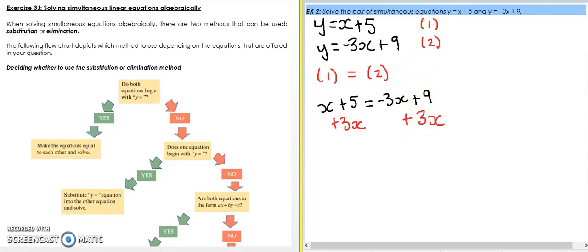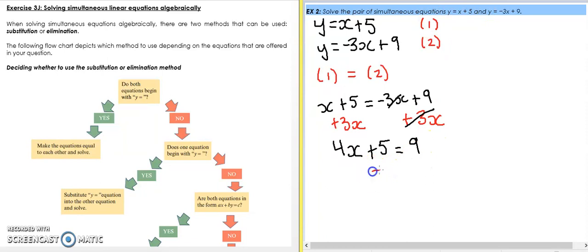So when we do this, this is going to cancel, this is going to cancel. I have 1 lot of x, and I'm going to add another 3 lots of x, so I'm left with 4x plus 5. And on the right hand side, because these two have cancelled out, because I forced it to be cancelled out, I'm just left with the plus 9, or in this case, a 9. Now we can go ahead and solve accordingly.